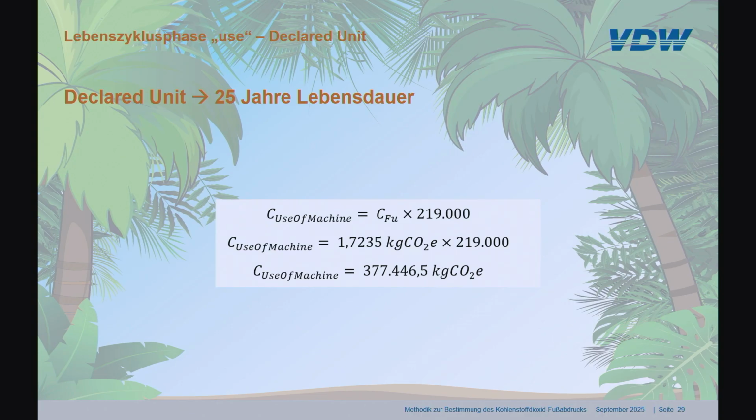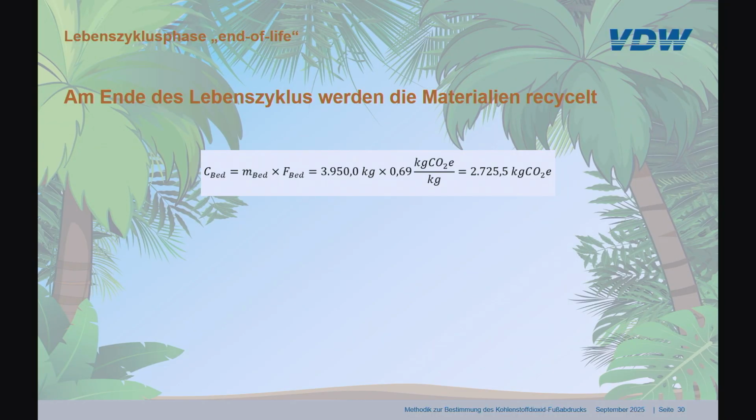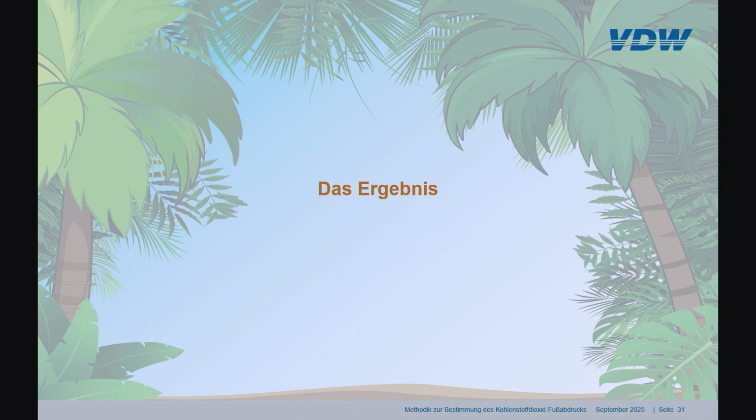25 years, that's 219,000 hours. So if you take a standardized hour and multiply it by 219,000, you get the emissions that come from the machine during the entire use phase. And then you just have end of life left over. At the end of the life of the machine, the material that goes into the process has to be recycled afterward, and for that there are emission factors. So you take the material that went into it at the beginning, take the corresponding emission factor, and then you get the emissions for the life cycle phase that we call end of life. And you're done with your calculations then.